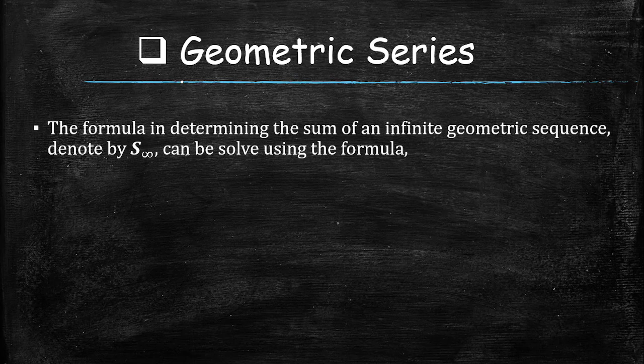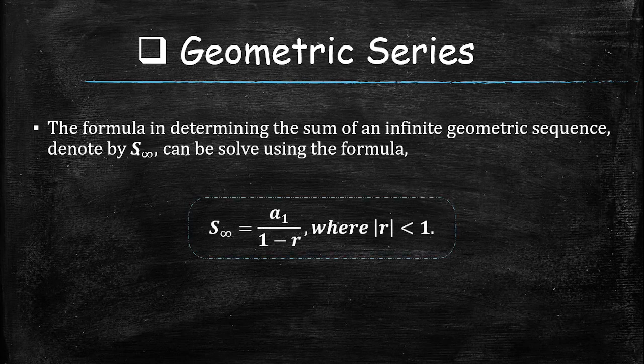So, the formula in determining the sum of an infinite geometric sequence, denoted by S infinity, can be solved using this formula. S infinity is equal to A sub 1 divided by 1 minus R, where the absolute value of R should be less than 1.